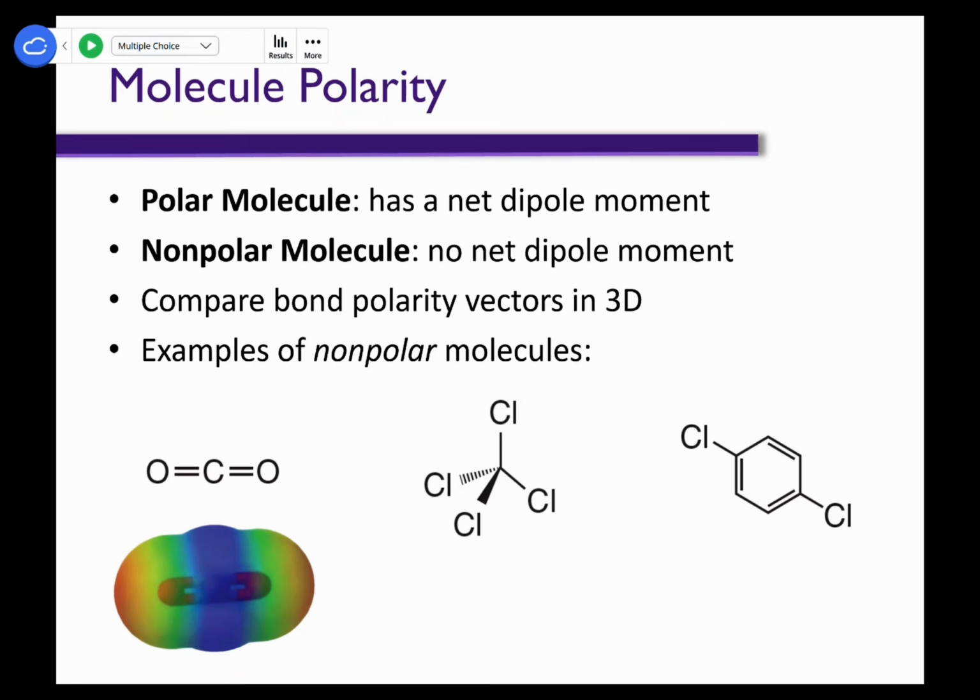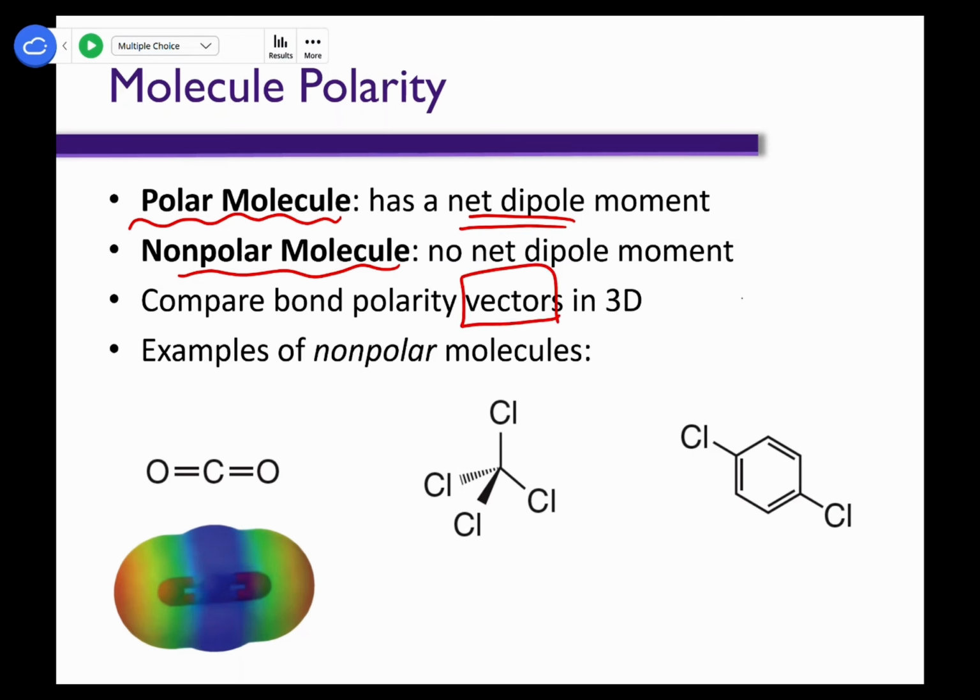So if we have a polar molecule, that means we have polar bonds, and the sum of the vectors, the sum of the pull of all of those bonds, results in an overall pull in one direction on the molecule. So we could have a polar molecule. It's going to have a net dipole, a net pull of electrons towards one part of the molecule. In contrast, we could have a nonpolar molecule. This is when we have nonpolar bonds, or if we have polar bonds that are being pulled in equal and opposite directions.